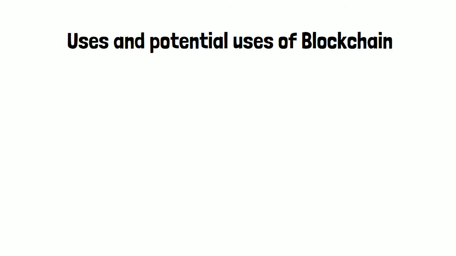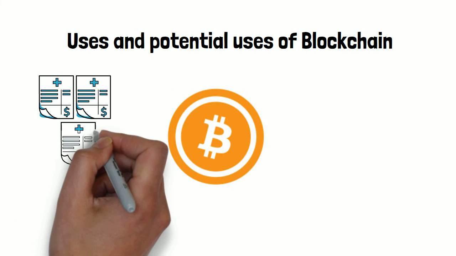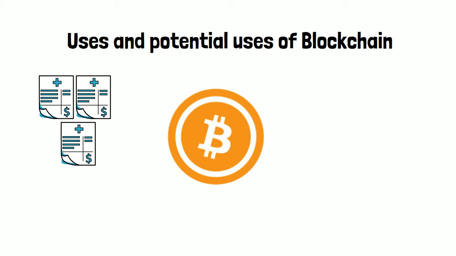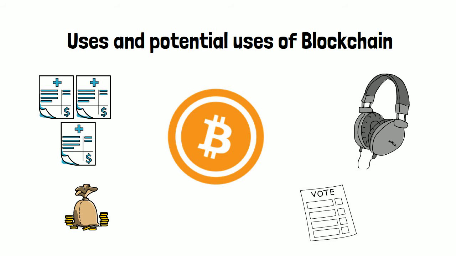So what can blockchain be used for? The most notable being cryptocurrency, with Bitcoin being the originator of the blockchain technology. Other potentials of the technology being hospitals keeping medical records, the collection of taxes, voting, stopping music piracy and so compensating artists properly.